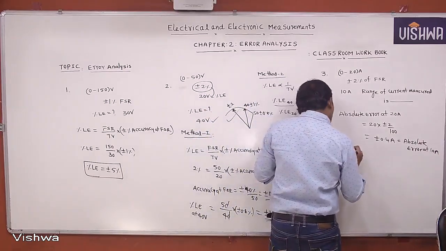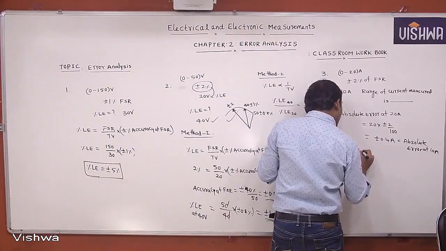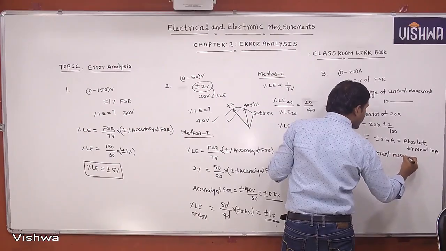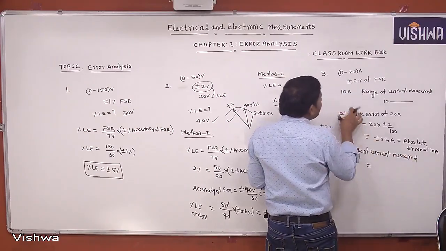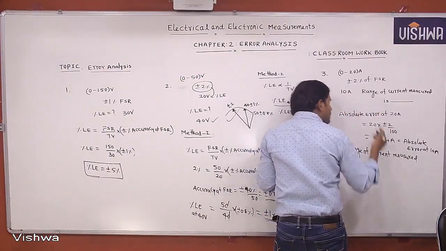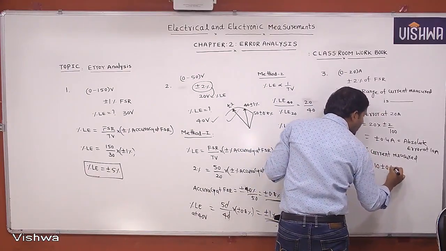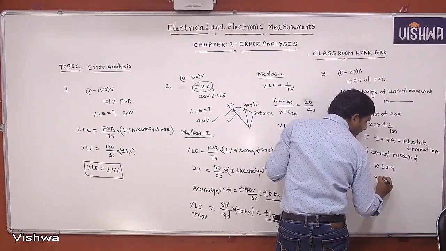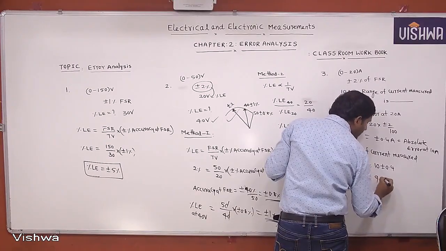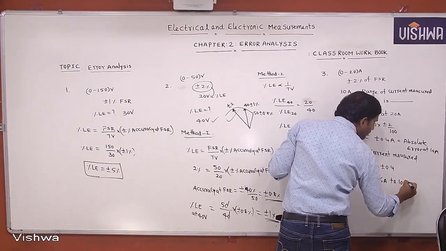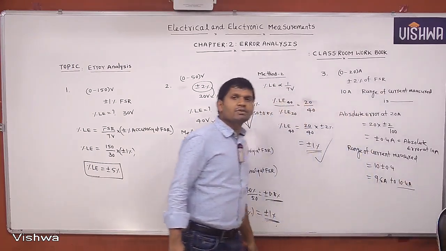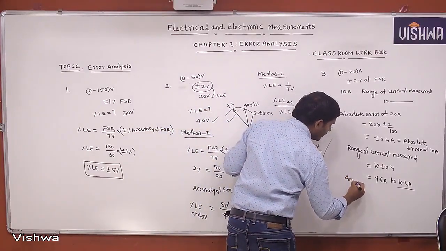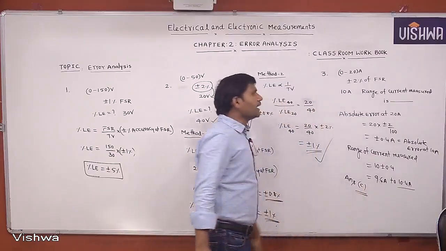Now, what is the range of current measured? You tell me. The range of current measured is equal to whatever current we are measuring, and to that current we can add this absolute error. 10 plus or minus 0.4. Then what do we get? 9 point. Yes, what do you get? That is 9.6 amperes to 10.4 amperes. Then which option is correct? Answer is C. Option C is correct.